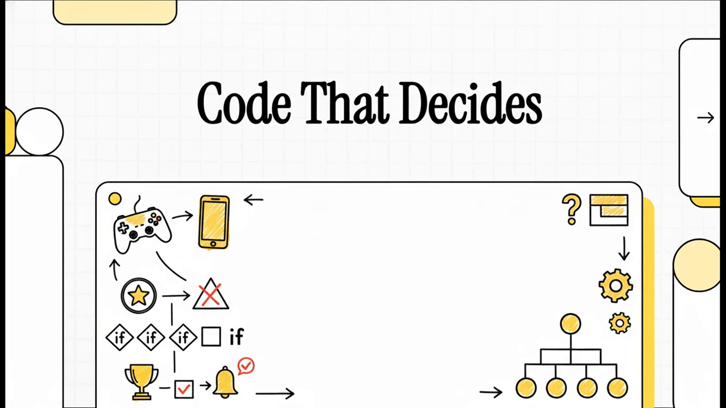Ever wonder how a game just knows you've leveled up? Or how your email app can magically sort your mail? Well, it isn't magic, it's just code making smart decisions. And today, we're going to pull back the curtain and see exactly how Python gets it done.